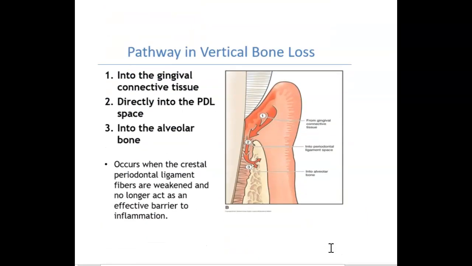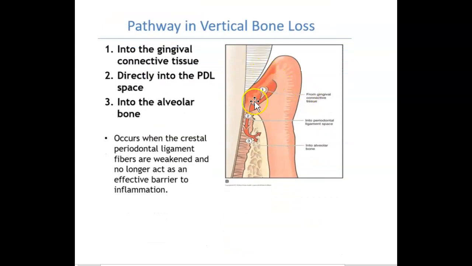But when we're looking at vertical bone loss, the inflammation is going a different way. If you look here, it's going through the connective tissue, which is this light pink tissue over here. The inflammation is spreading this way. The key difference is that it's hitting the periodontal ligament space and then going to the bone. So that's why it's a different pathway, and that's why you get vertical bone loss.